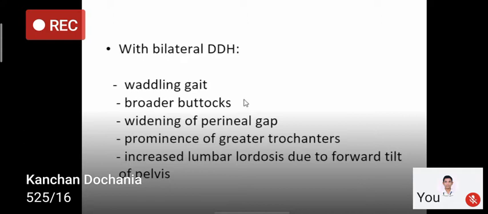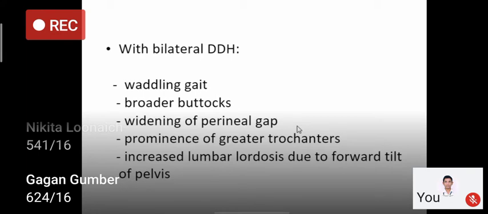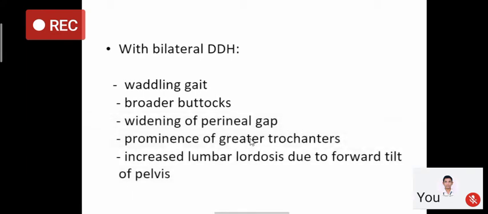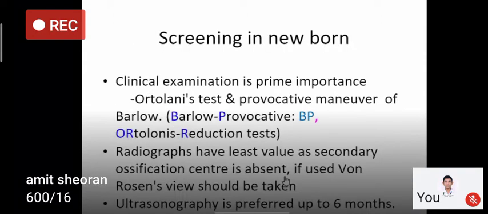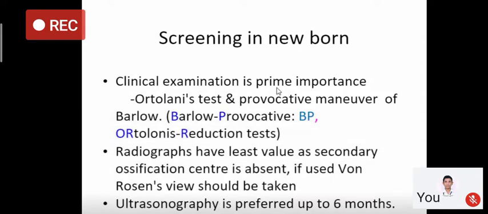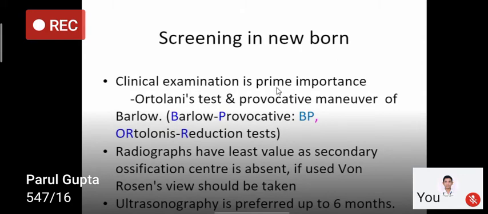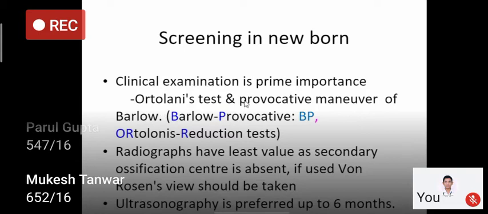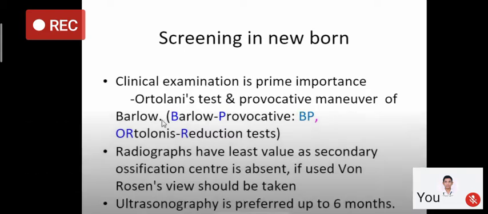With bilateral DDH, you have waddling gait, broader buttocks, widening of the perineum, perineal gap, prominence of the greater trochanter bilaterally, increased lumbar lordosis, and forward tilt of the pelvis. Clinical examination is of prime importance: Ortolani test and provocative maneuver of Barlow.